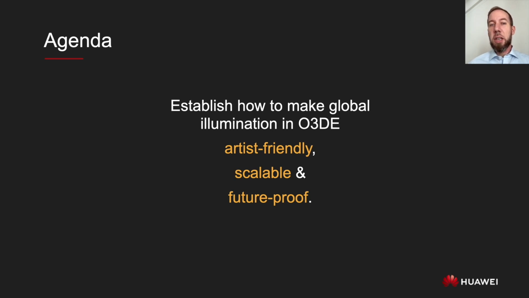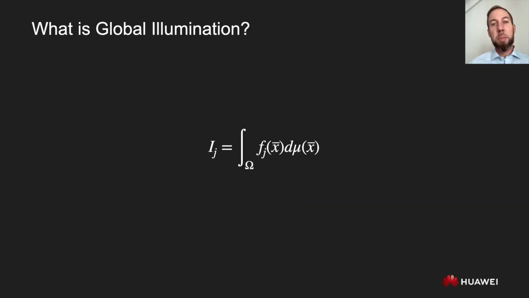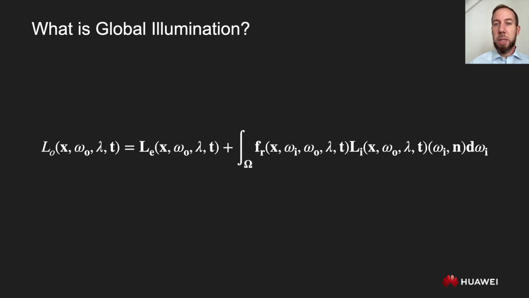Having said that, you may be scratching your head now and asking, well, Tobe, what is this global illumination in the first place? There are a couple of ways to present global illumination, for instance with the path-space integral or the more classic rendering equation. But personally, I prefer to use images.